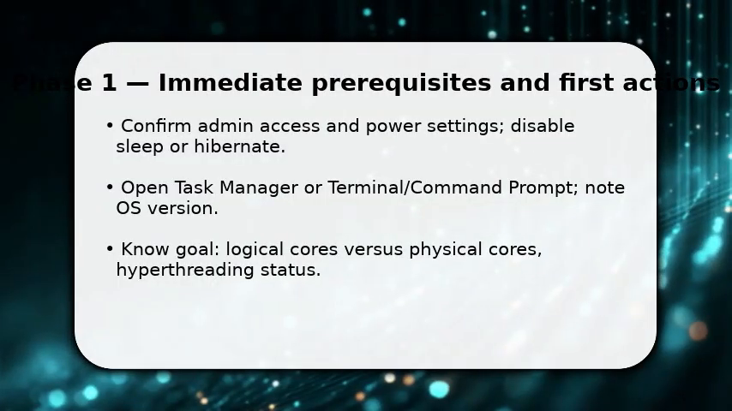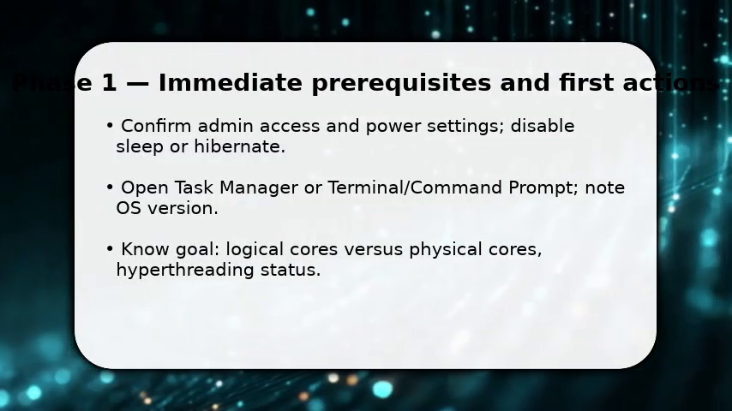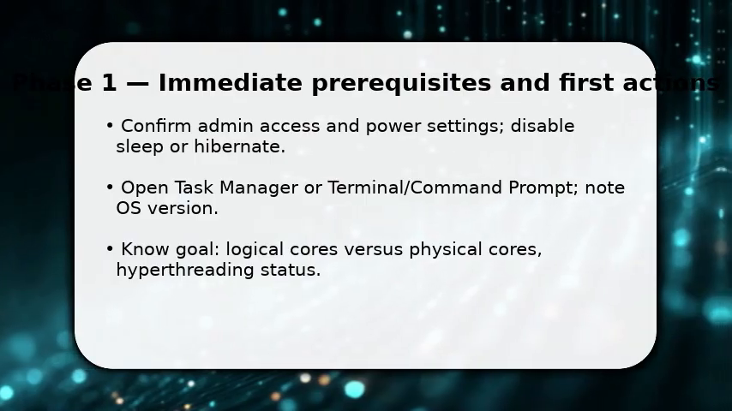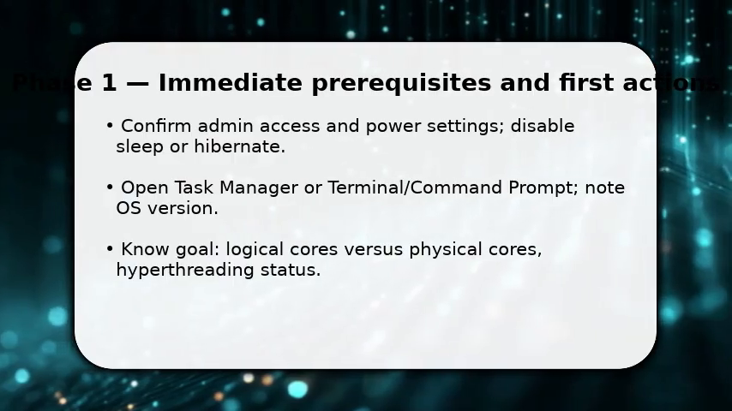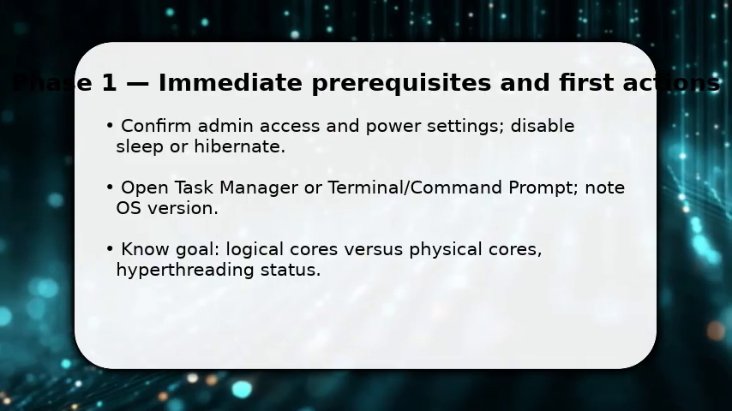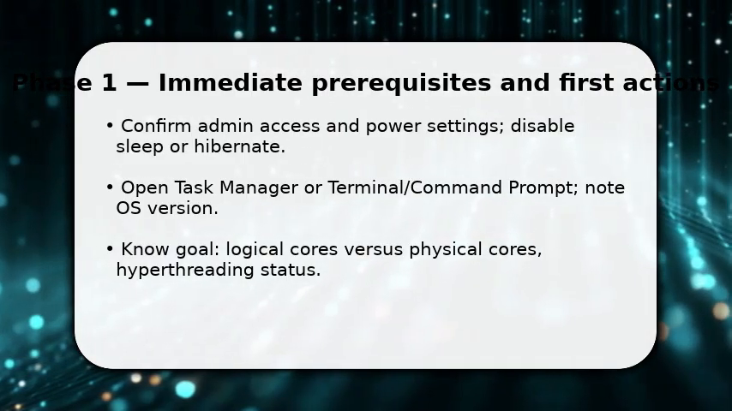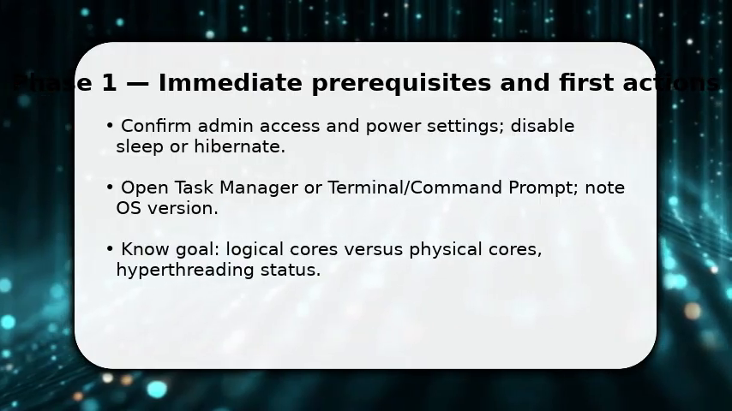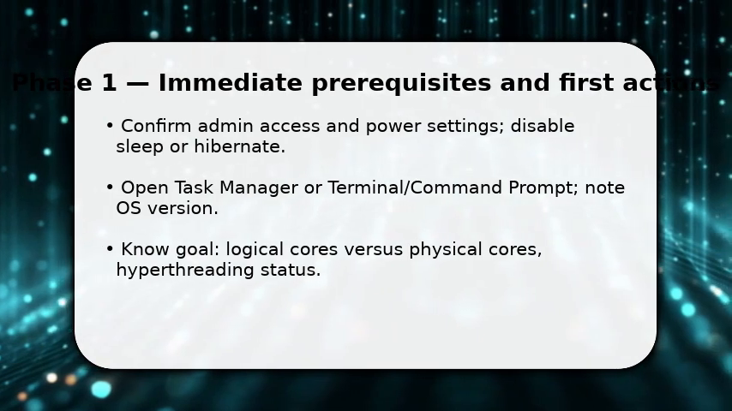You start with admin access and a steady system. This matters because core counts can be hidden by permission issues. Open Task Manager on Windows or Terminal on Mac OS/Linux and check your OS version so you use the right command. Once done, decide if you need logical cores versus physical cores. Hyperthreading creates 2 logical cores per physical in many CPUs, and keep that distinction in mind as you proceed.